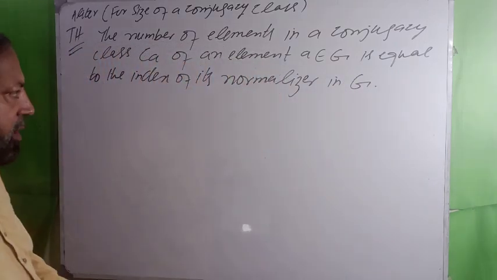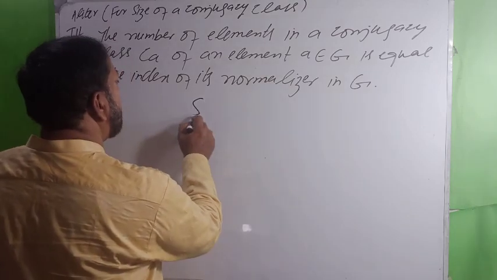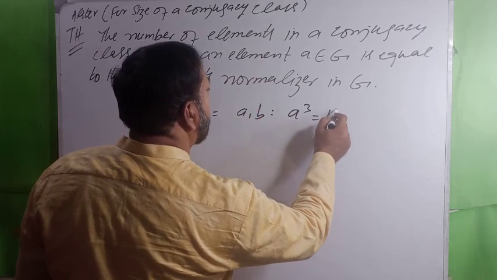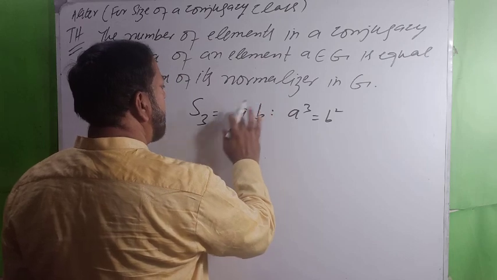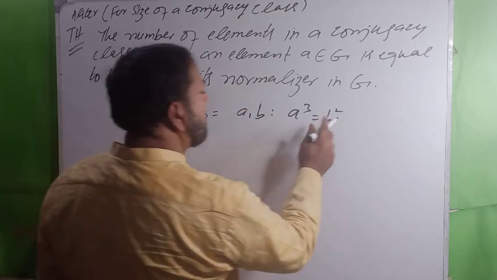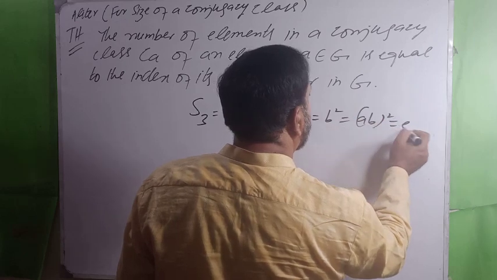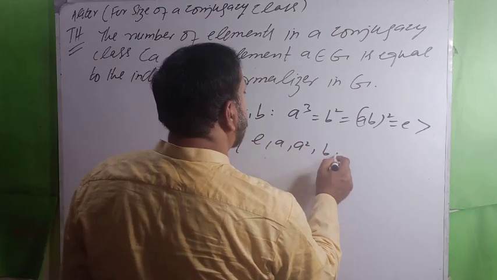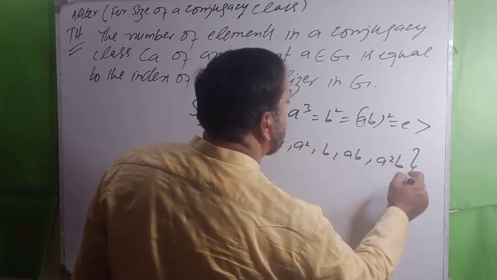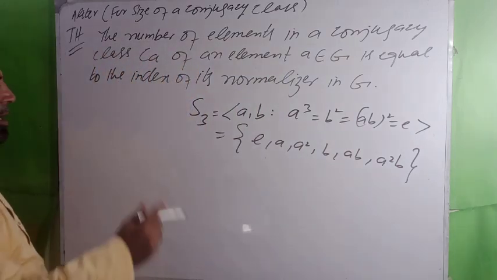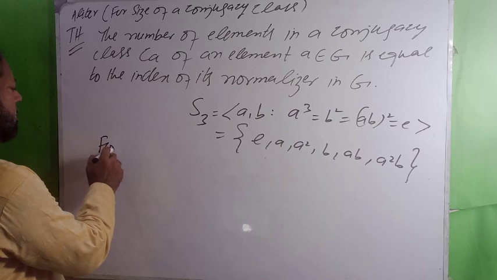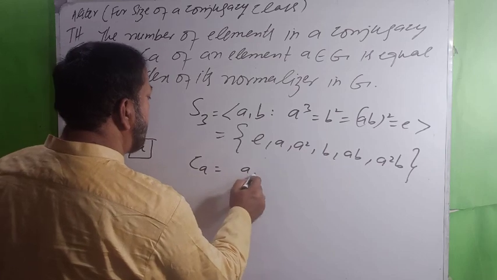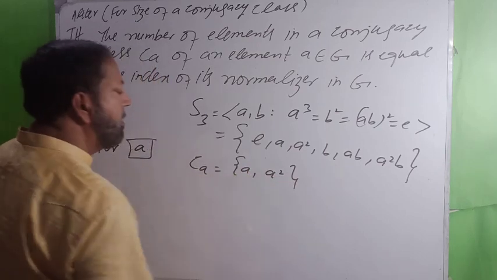Take an example of S3. S3 is <a, b | a^3, b^2>, and in permutational form you can write alpha, beta with alpha cube, beta square equal to E, and ab square equal to E, as you know very well. This is in fact E, a square, b, ab, a square b. Now take an element A; we need to find C(A), and C(A) is {A, A square}, which we have discussed in detail.